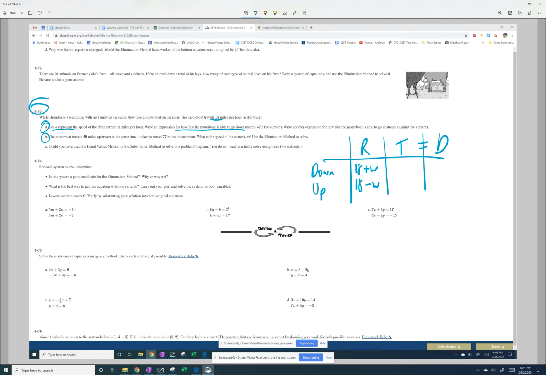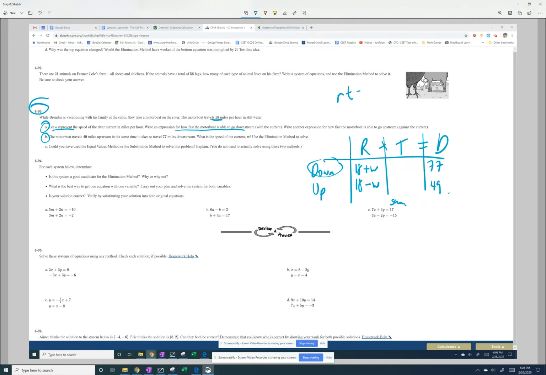And then for part B, the motorboat travels 49 miles upstream in the same time it takes to travel 77 miles downstream. What is the speed of the current, W? So we don't know the time, but we know that the time is the same. So we've got basically two equations, that rate times time equals distance for the downstream, and rate times time equals distance for the upstream. So for my time, I know they're the same time.